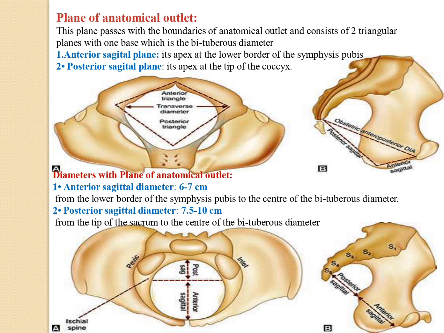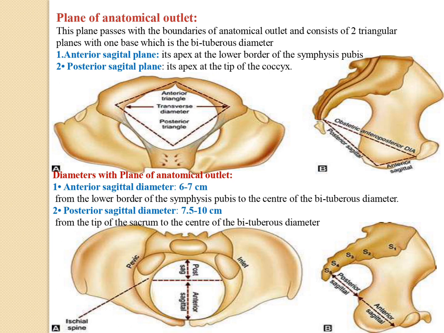This slide shows two triangular planes of anatomical outlet and diameters of triangular planes of anatomical outlet. Plane of anatomical outlet passes along the boundaries of anatomical outlet and consists of two triangular planes with one base which is bituberous diameter. These two triangular planes are, one is anterior sagittal plane and second is posterior sagittal plane. The apex of the anterior sagittal plane is at the lower border of pubic symphysis and the apex of the posterior sagittal plane is at the tip of coccyx.